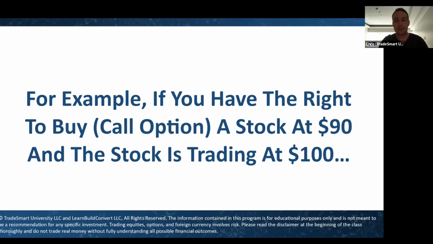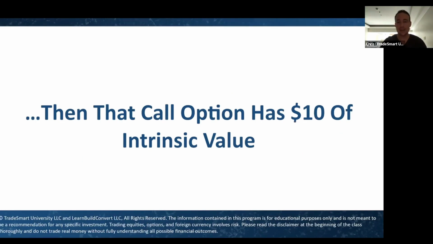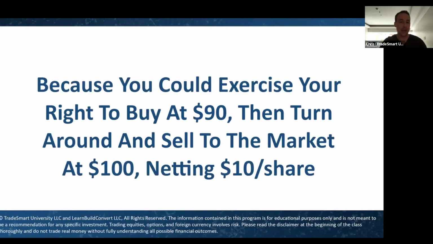Cool. So, for example, if you have the right to buy, which again we know is a call option, if you have the right to buy a stock at 90 and the stock is currently trading at 100, then that call option has $10 of intrinsic value. And the reason for that is you could exercise your right to buy at 90, and then you'd have a stock for 90 that you could turn around and sell to the market at 100 because it's trading in the market for 100. So that would instantly net you $10 per share. So that option has $10 of intrinsic value built into it.